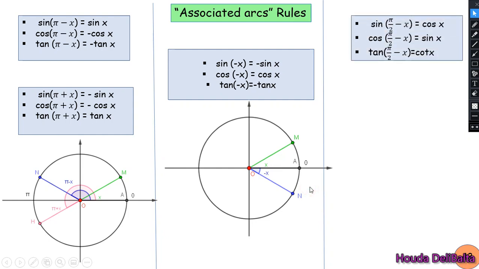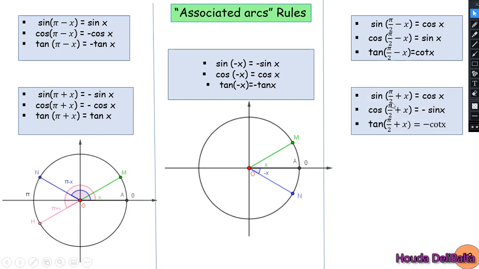And finally, here are the complementary arcs that are related by pi over 2 corresponding to 90. Sine of pi over 2 minus x is equal to cosine x. So again, in case we have pi over 2, we have to exchange sine and cosine. So the sine will be going to cosine. And pi over 2 minus x is in quadrant 1, then all are positive. Cosine of pi over 2 minus x is going to sine x, and tangent of pi over 2 minus x is going to cotangent x.